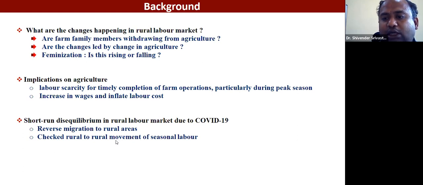In a few states like Haryana, Punjab, and those places, during the harvesting season of, let's say, paddy, or the sowing season of wheat, the labor comes from other states like Bihar on a contract basis. Because of lockdown, it disrupted and checked the rural to rural movement of those seasonal laborers. So what was that impact? Can we study those things?